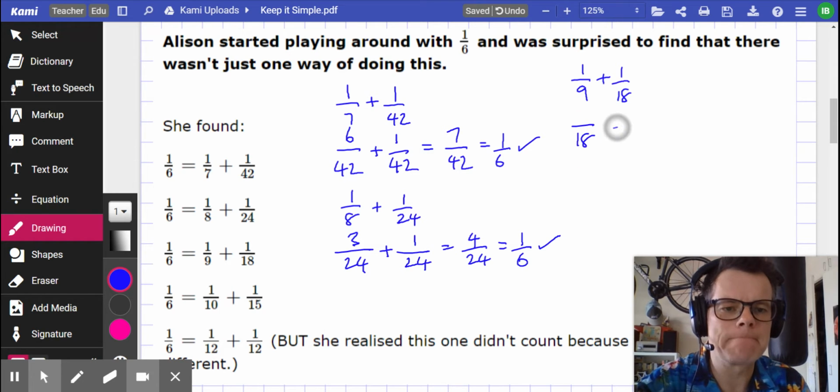You can use 18, because 18 is in the 9 times table. It's a multiple of 9. It's 2 9s. That's right.